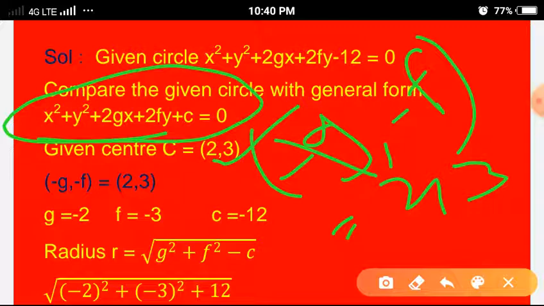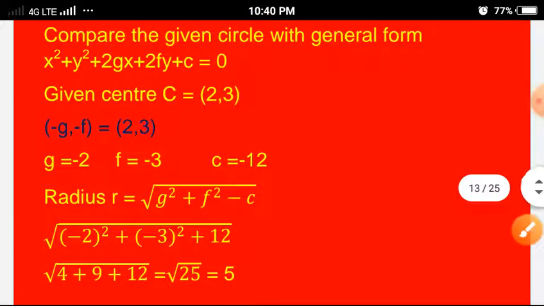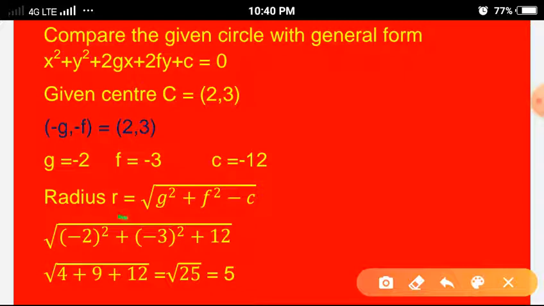Then minus g is equal to 2, minus f is equal to 3, so g is equal to minus 2, f is equal to minus 3. Then by comparing the constant we get the c value. c is equal to minus 12. Then we can easily find the radius. The formula for radius is square root of g square plus f square minus c.